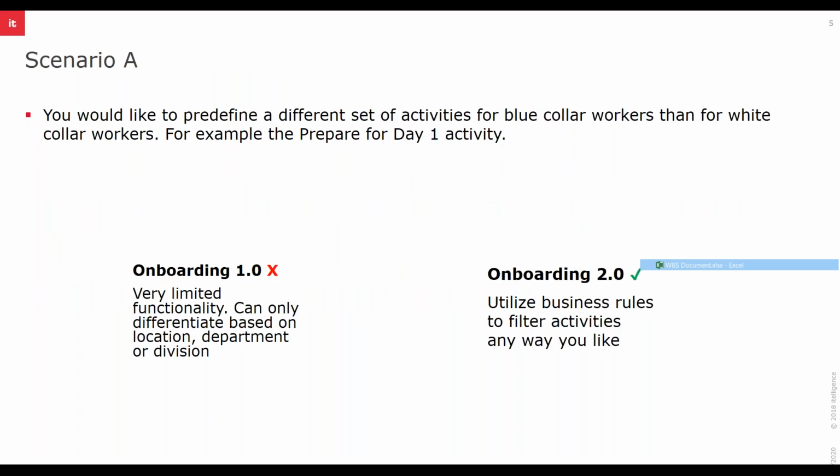So for instance, you would like to predefine a different set of activities for blue-collar workers than for white-collar workers. For example, it might not make much sense that a blue-collar worker prepares for day one the same way as a white-collar worker. So in Onboarding 1.0, you didn't really have a functionality to differentiate like that. You could only do that based on location, department, or division. But in Onboarding 2.0, you can use business rules from the SuccessFactors suite to filter activities any way you like with any criteria you want. So you can really filter and customize the process to fit the different parts of your organization in a whole new way.